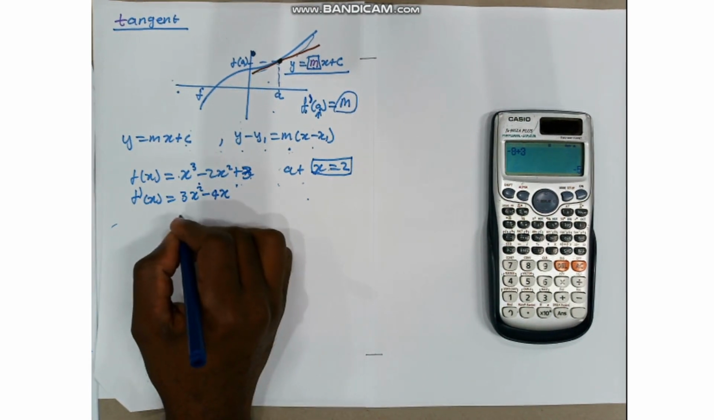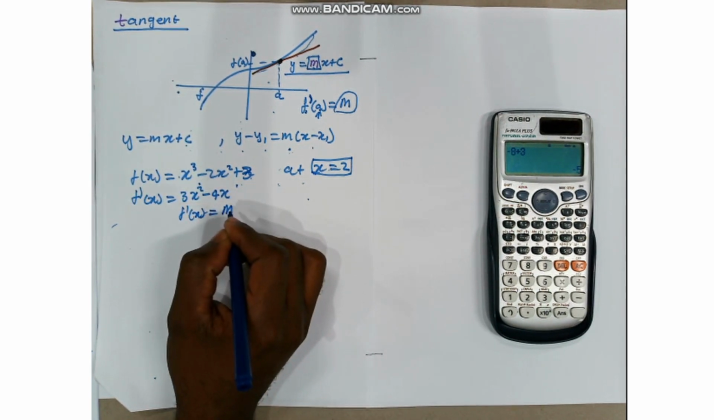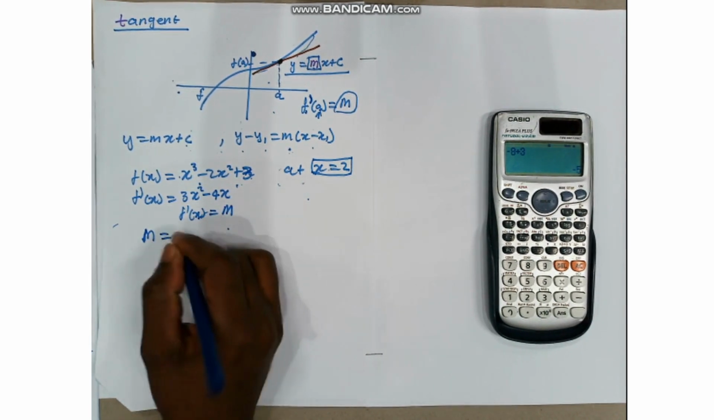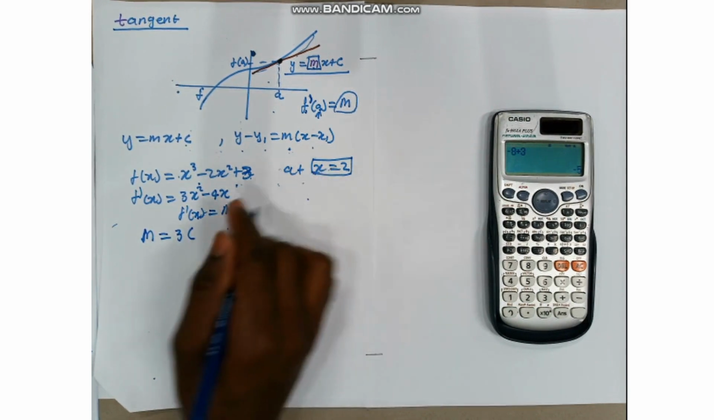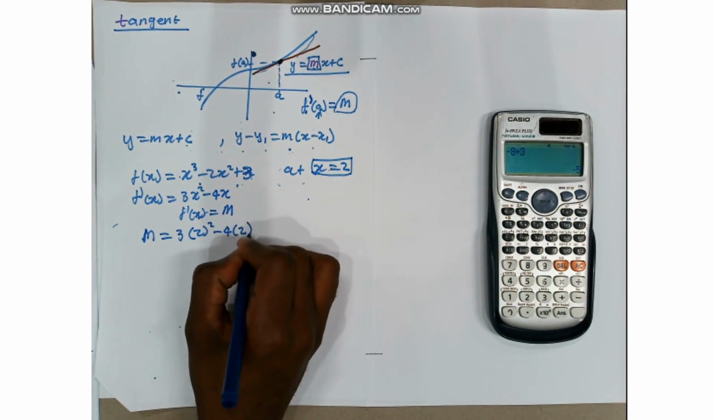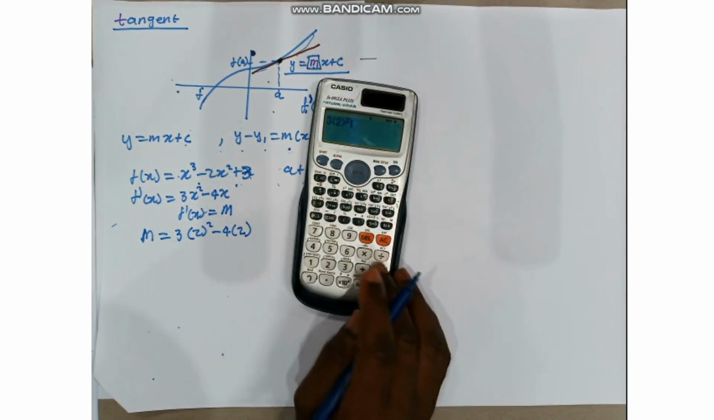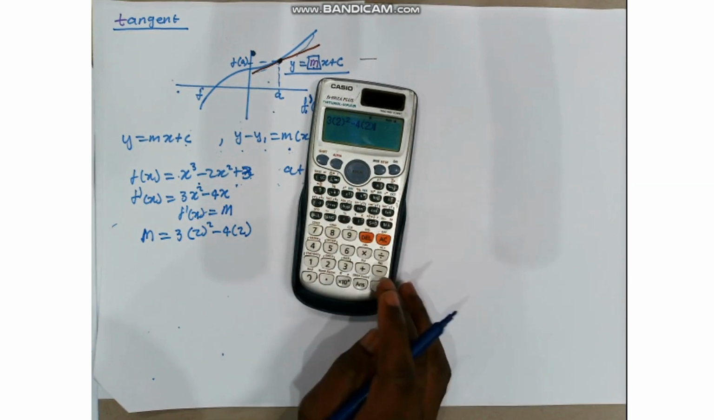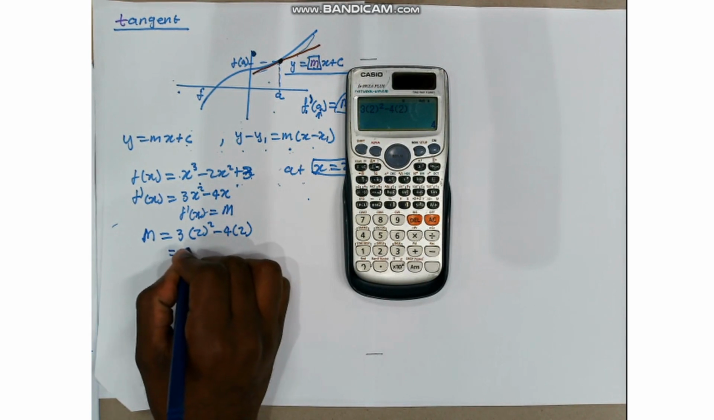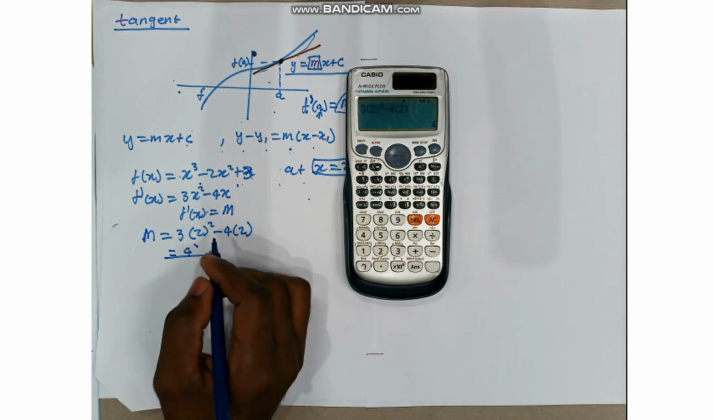The derivative is equal to the gradient at this point. Then substituting our x, our gradient is going to be equal to 3 into the specific point of x, into 2 squared, minus 4, which is equal to 4. So this is our gradient.